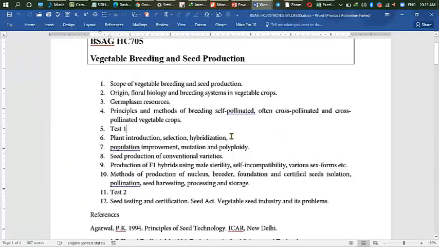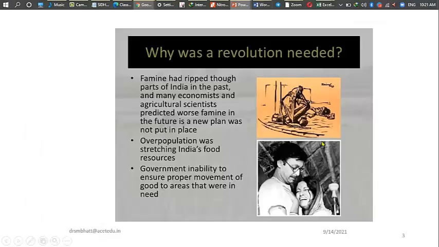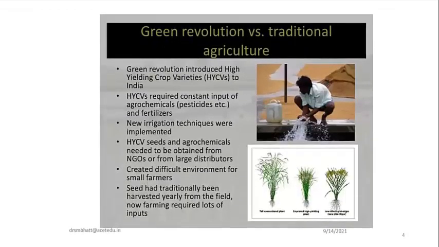this is the syllabus. We have covered part 6, plant breeding, selection, hybridization. Population was increasing, many famines, means people were dying because of hunger, because of no food, and also there is now overpopulation. So feeding is a very difficult task. So government is unable to feed them. So this is the responsibility of agriculture scientists: how to increase production. So that's why the green revolution was targeted.